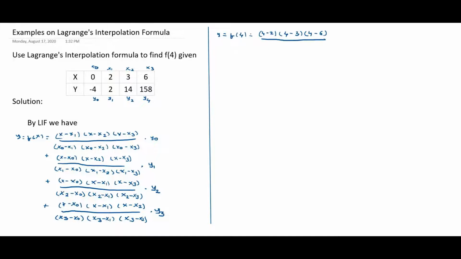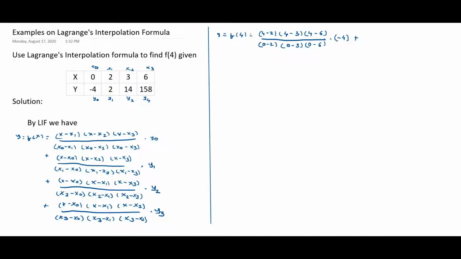Similarly, denominator starts with x0. So x0 value is 0. So I can write it as 0 minus x1, that is 0 minus 2. 0 minus x2, that is 0 minus 3. And 0 minus x3, that is 0 minus 6. Into y0 value from table, we can write it as minus 4 plus.